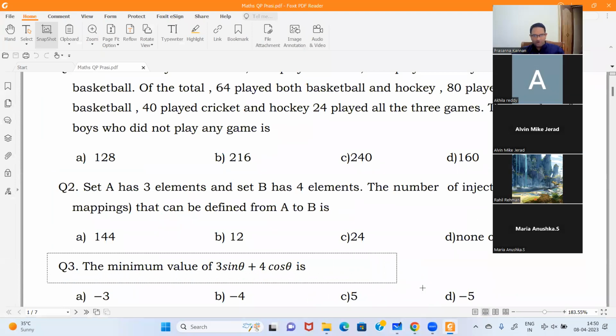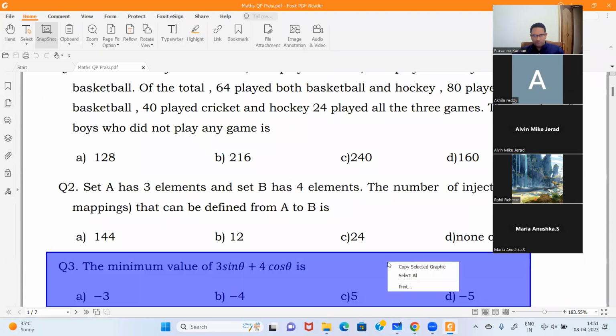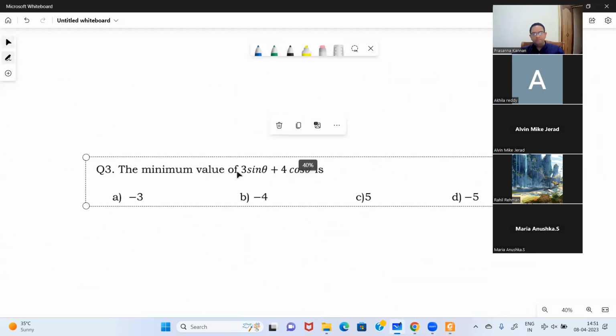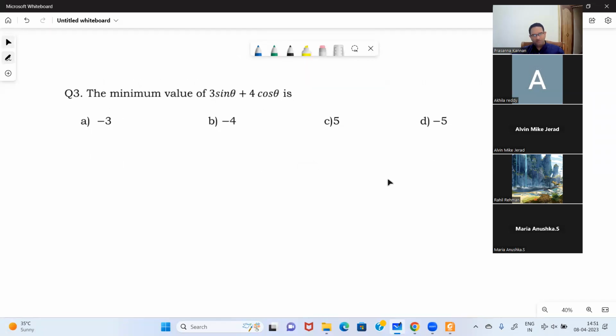What is the minimum value of the function 3 cos theta plus 4 sin theta? What is the minimum value of the function 3 sin theta plus 4 cos theta? Normally, how do we find maximum or minimum values, guys?